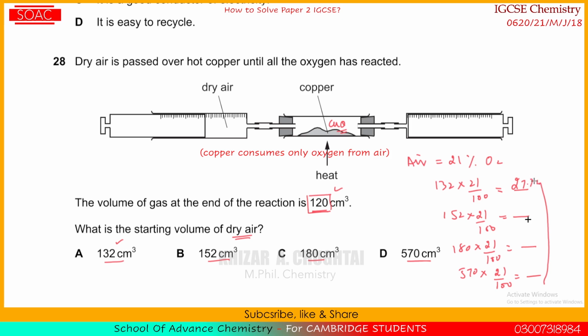So first of all, I'm going to check 132 into 21%, that is 27.72, then 31.92 or 32, you can say, then 37.8, and the last option, 119.7. So first of all, 132 minus 27.7 is 104. So in this case, the remaining should be 104. It's incorrect. Come toward this one. 152 minus 32 almost, and that is 120. Yes, this is the correct option. 120. So B is the correct option.